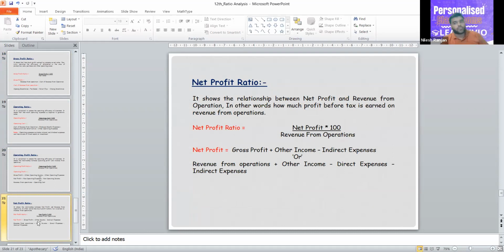How we calculate net profit is the important factor here, because in the question you will sometimes be given sales, gross profit, and then other expenses, cost of goods sold. So you have to find out what is our net profit. For that calculation, we will use this formula: gross profit plus other income minus indirect expenses. If you remember the trading account and profit and loss account, you will remember this concept.